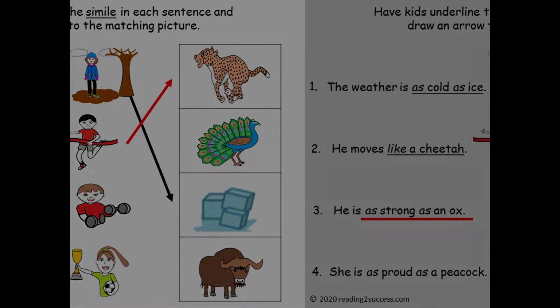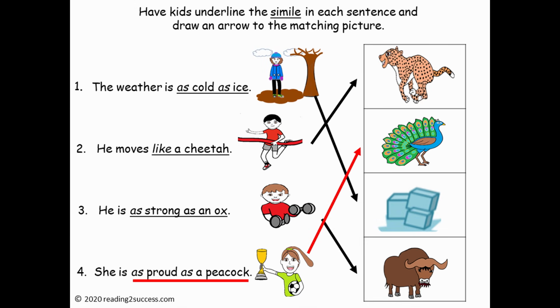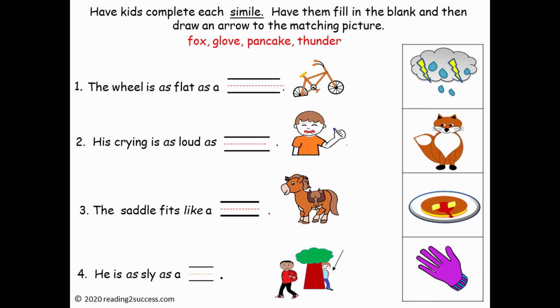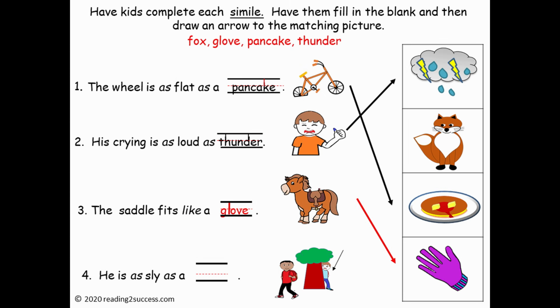Now have kids complete the remaining 2 sentences. And this is the completed example. Now have kids complete this practice page. Have them fill in the blank and then draw an arrow to the matching picture. The wheel is as flat as a pancake. His crying is as loud as thunder. The saddle fits like a glove, and he is as sly as a fox.